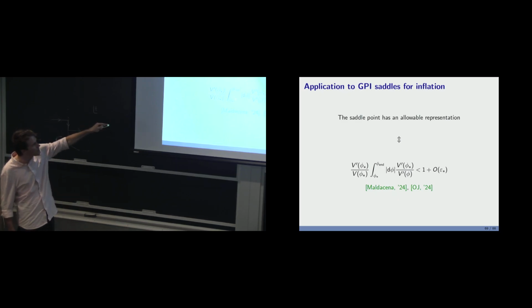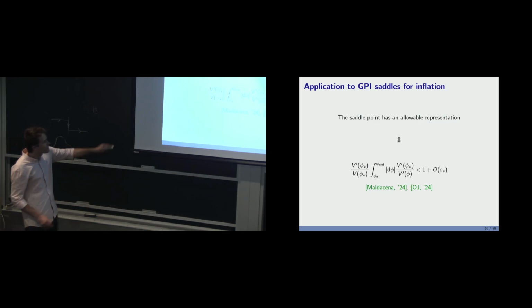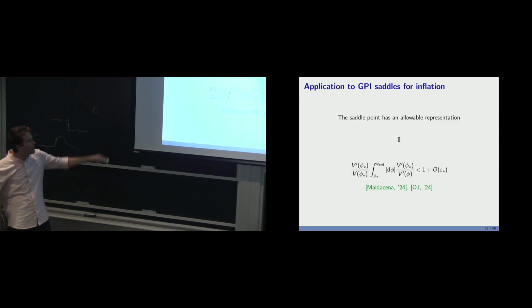This thing is normalized such that when I start integrating, when my phi is near phi star, which you think of as the beginning of inflation, this integrand is normalized to 1. That's why I like it. So I'm integrating a function which starts at 1. Then depending on how this thing behaves, it can either grow larger than 1 or not.